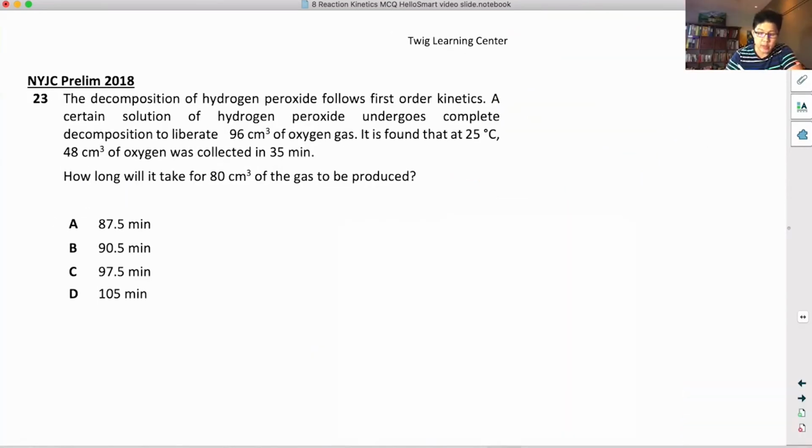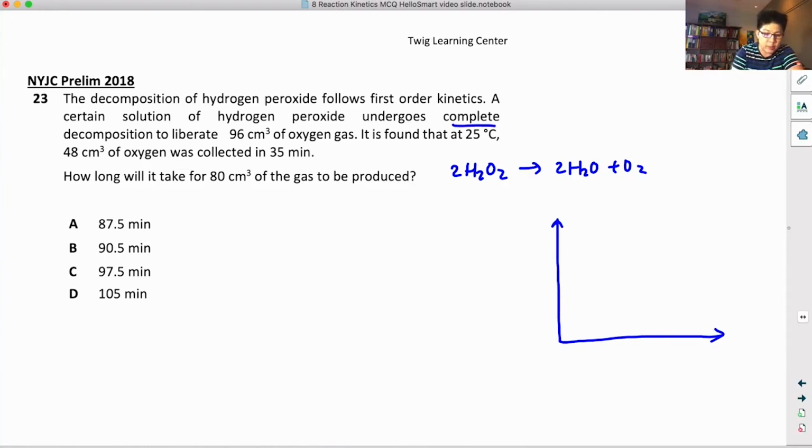Hydrogen peroxide undergoes complete decomposition. It's actually this equation, H2O2 becoming 2 water and then O2. You notice over here they mentioned that for a complete decomposition, 96 cm3 of oxygen was produced. So it should look like that. This is 96, so it's volume of O2 against time.